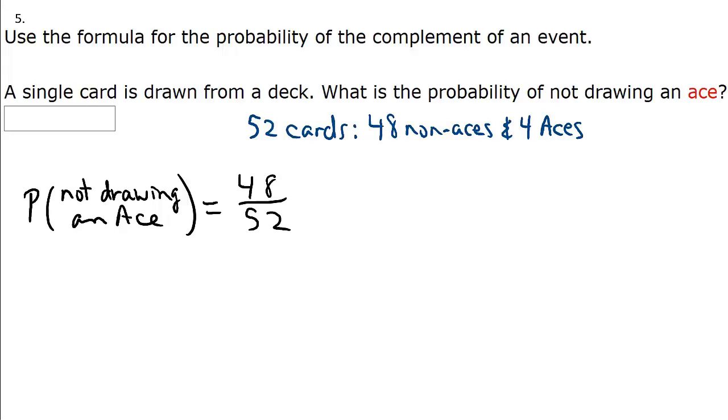If you want to do it by the complement rule, you would take the probability of getting an ace, which is 4 out of 52, and you would say 1 minus that, and you'd still get 48 fifty-seconds. You get the same answer. In either case, 48 fifty-seconds does reduce to 12/13, but WebAssign does not force you to reduce the fraction. But what you can't do is write it as an approximated decimal, unless they tell you that in the directions.